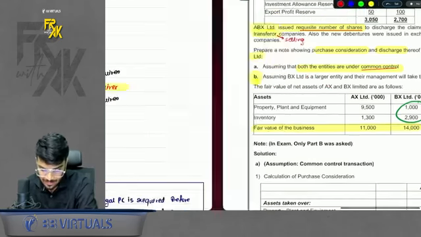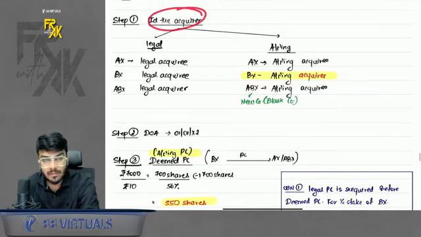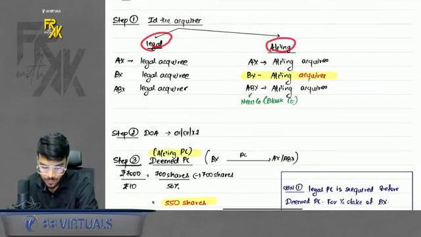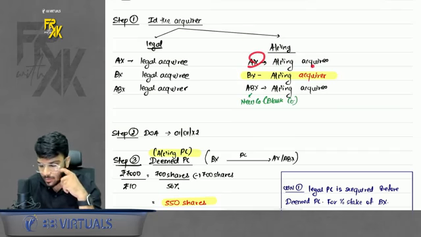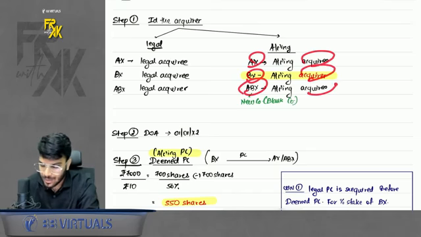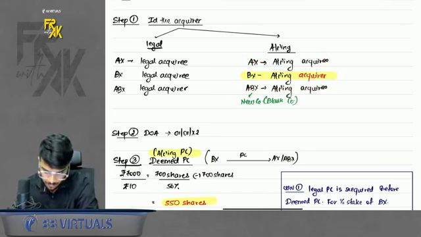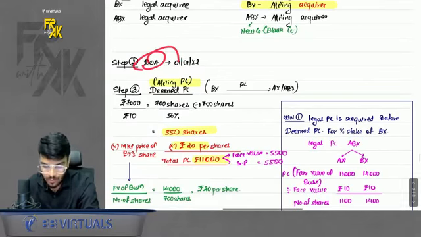Okay, we discussed this also in class. So step number 1, identifying the acquirer, legal accounting point of view. Forget the legal point of view, only remember accounting point of view. AX is the acquiree, BX is the acquirer, ABX is also an acquiree, but ABX is the new company, so it is as good as not relevant. Step number 2, date of acquisition, we already know this.